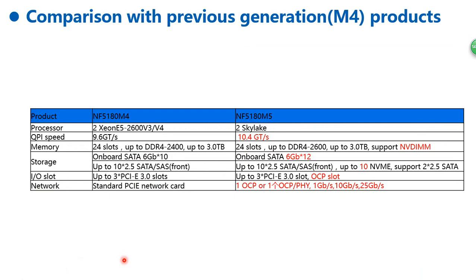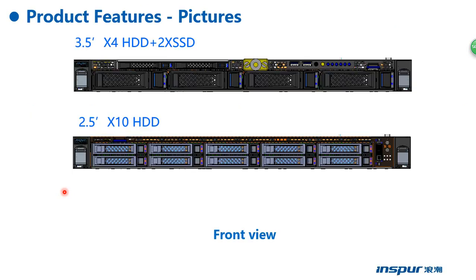I have made a summary of the different specs between the NF5180M4 and the NF5180M5 server: the processor, the CPU speed, the memory, the storage, the I/O slot, and the network. You need to master all of this information. This page shows the picture of the product.